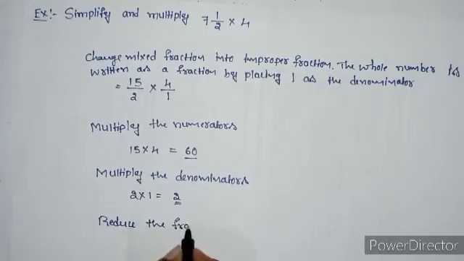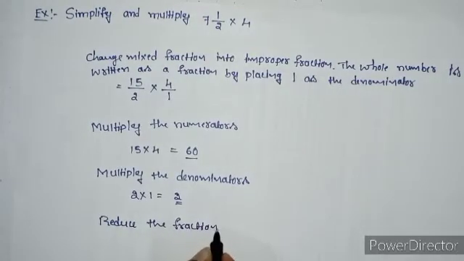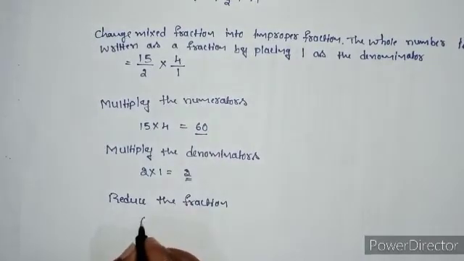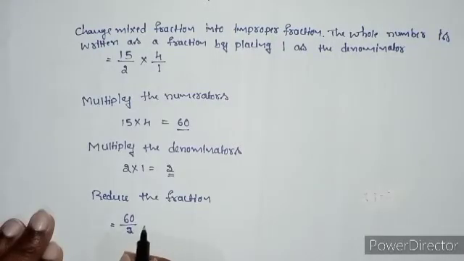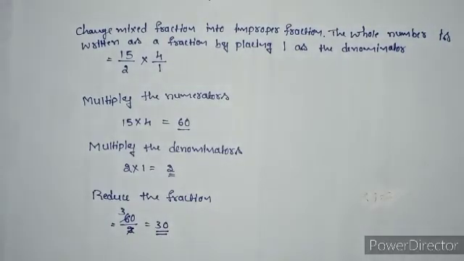Reduce the fraction. So 60 over 2. Here 2 divides 60 completely, right? 2 thirties are 60. All of you see here, 2 threes are 6, so write 3 here, and the remaining is 0. So we got 30 as the answer.